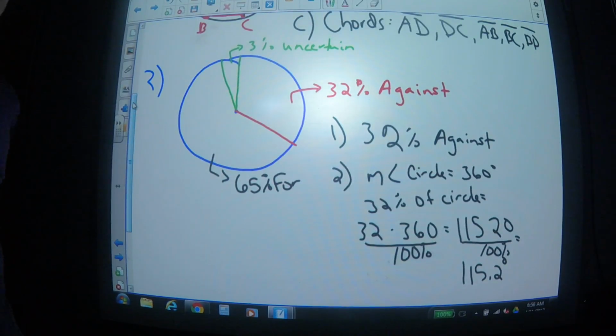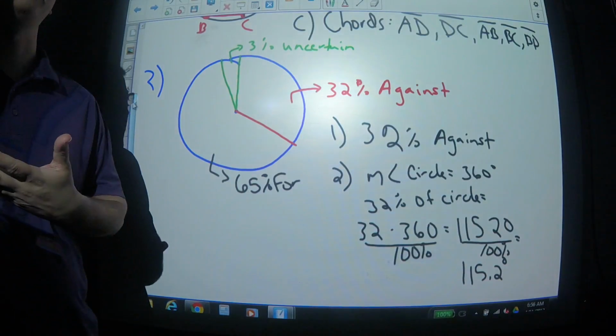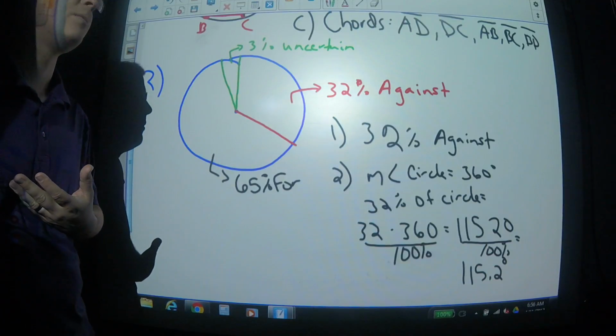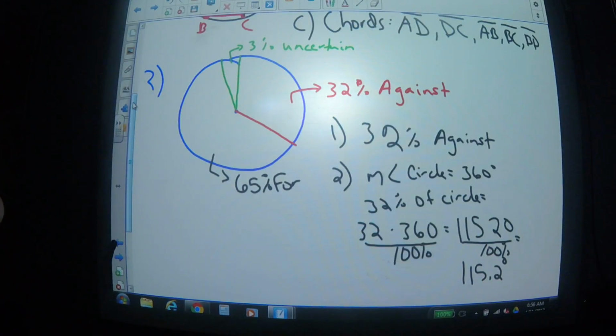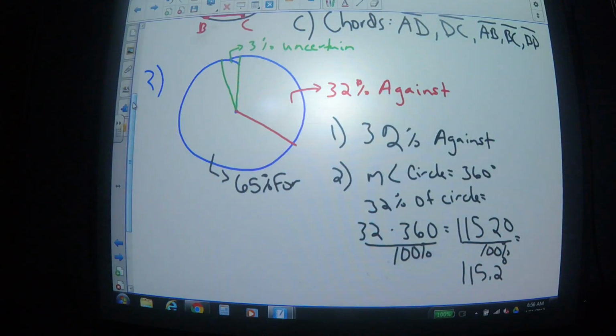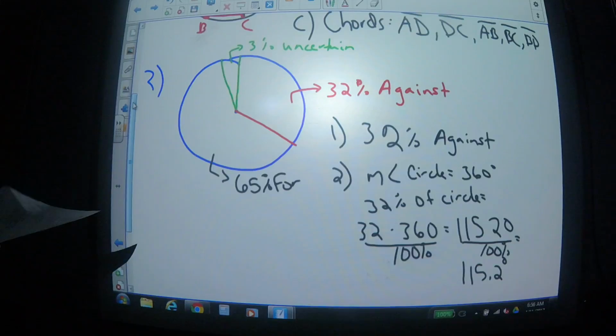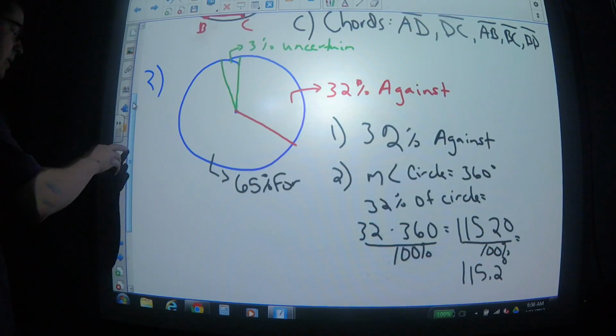Well, think of it like this. 32% is almost a third because a third is 33%. So take 360 divided by 3, which is a third of 360, and you get 120. 115.2 degrees is pretty close to 120. So you have pretty close to what a third would be, so you know that your answer is pretty true.